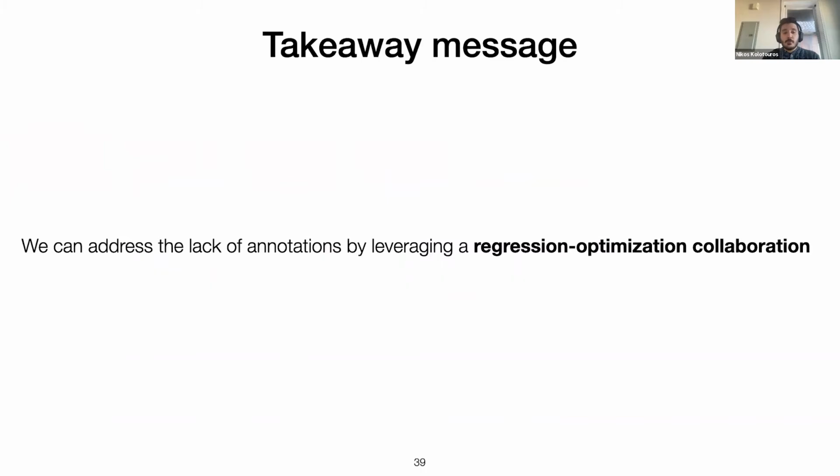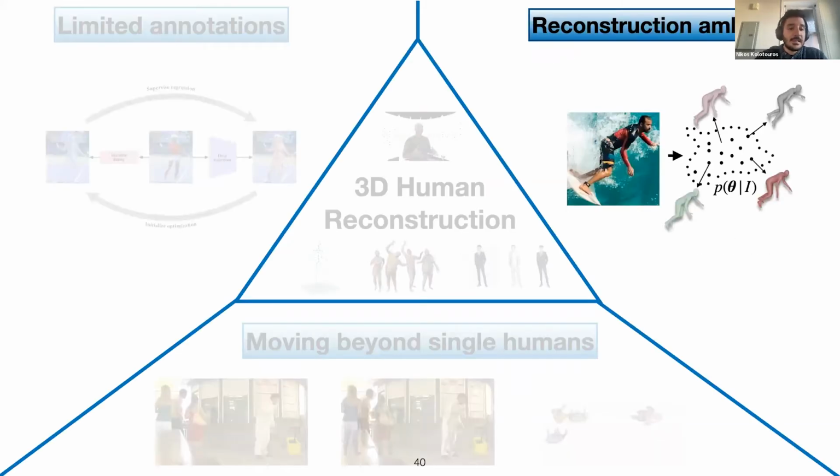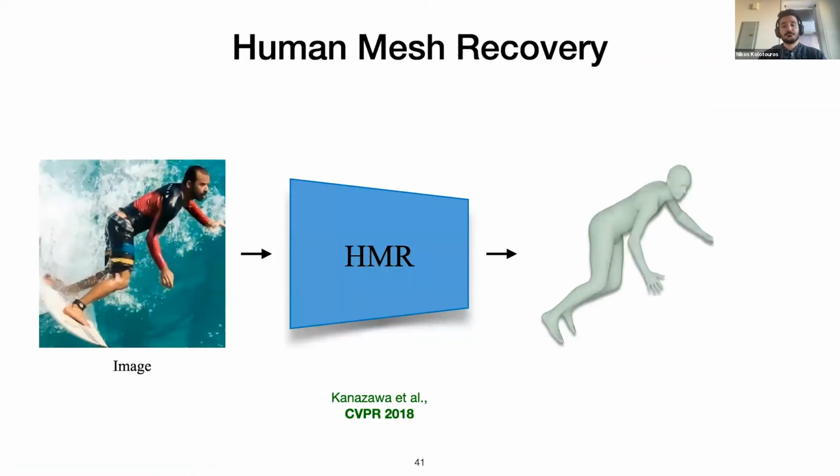And this concludes the first part of the talk. So the key takeaway message here is that we can address the lack of annotations by leveraging a regression optimization collaboration. Let us now shift to the second part. So the second part will focus on the reconstruction ambiguities.